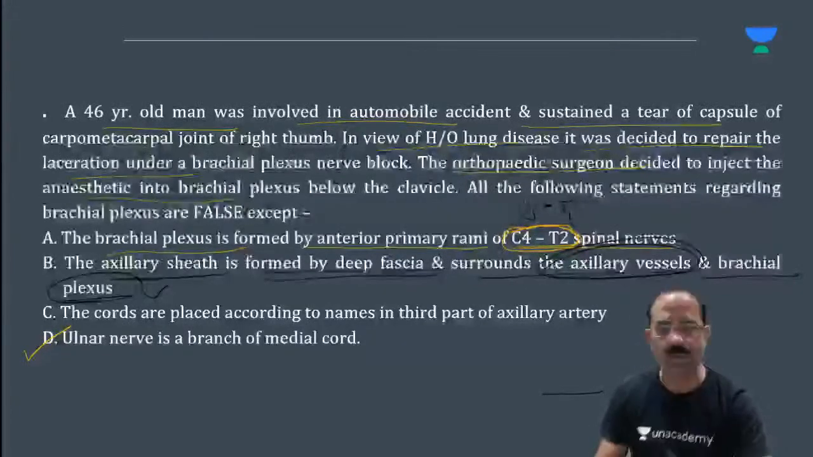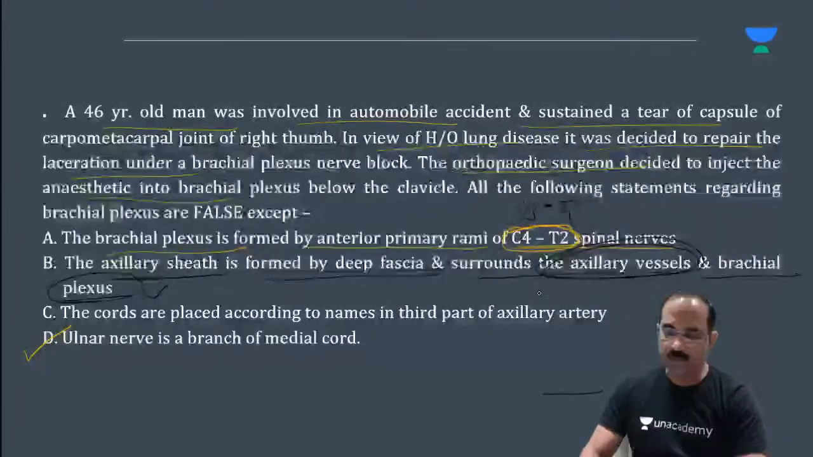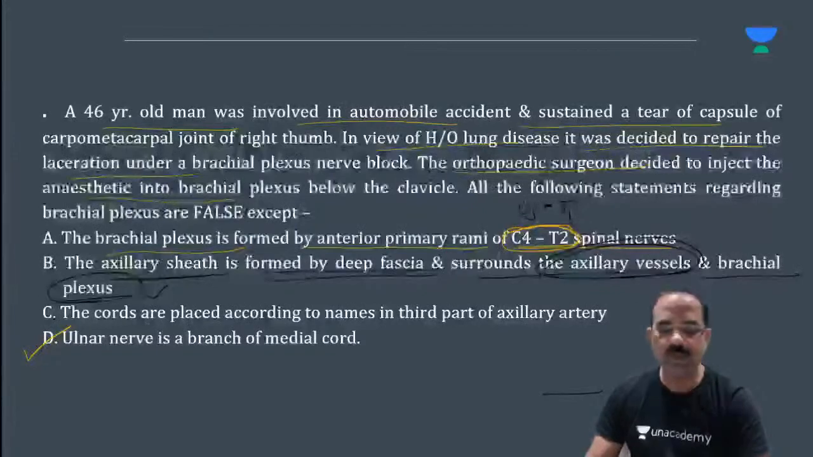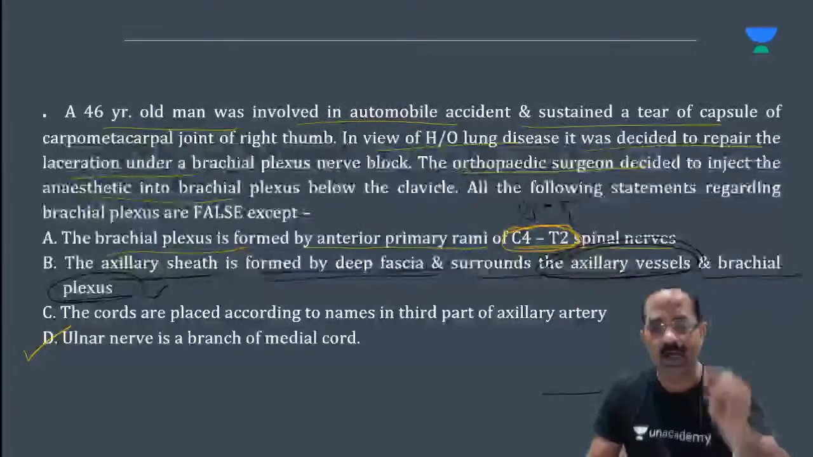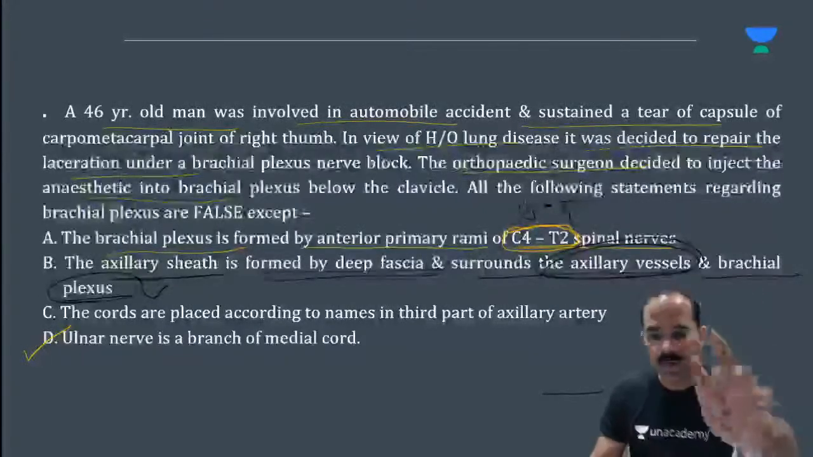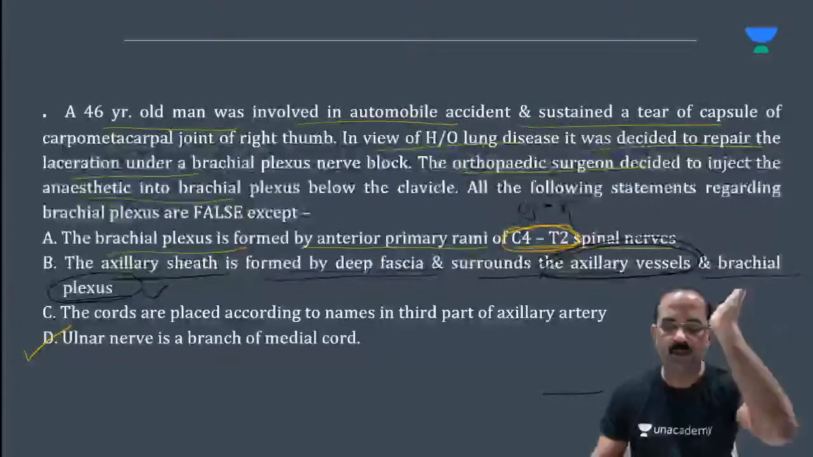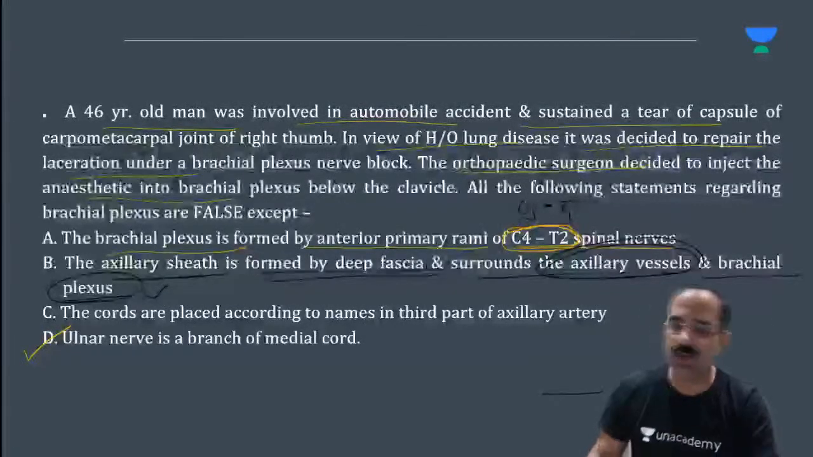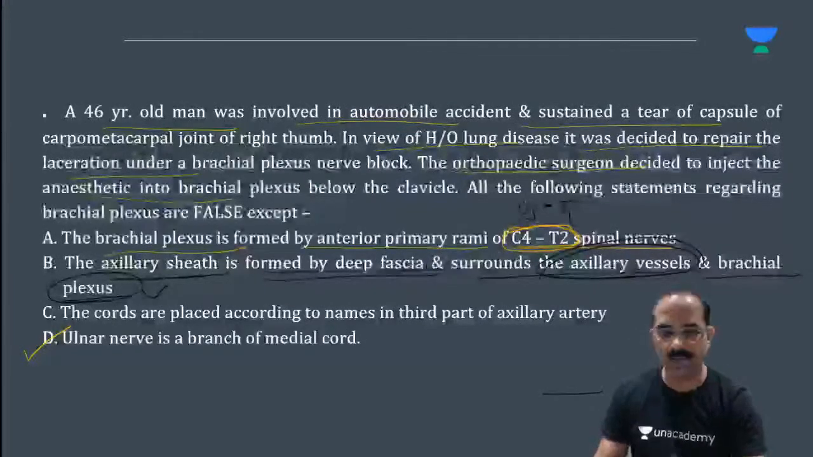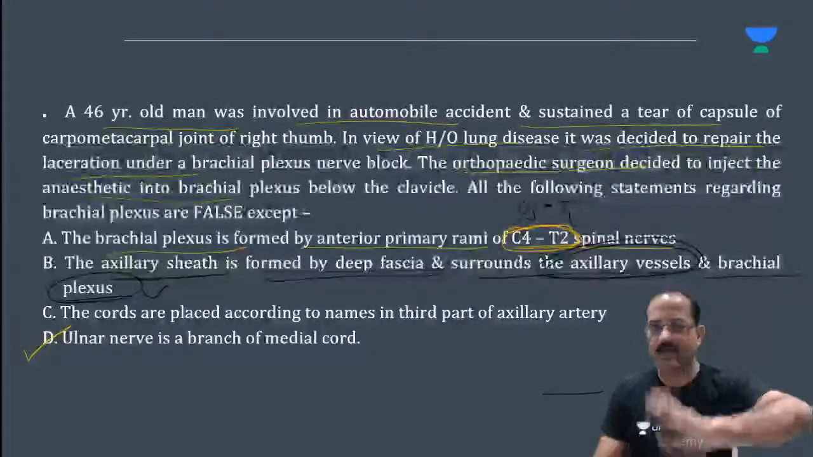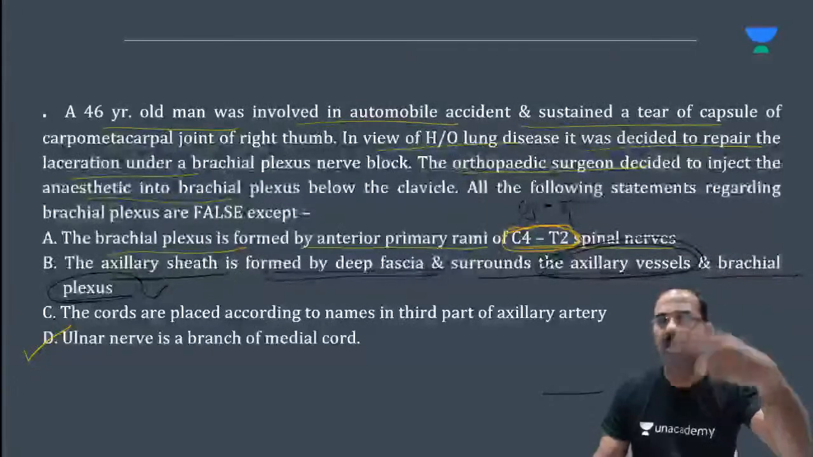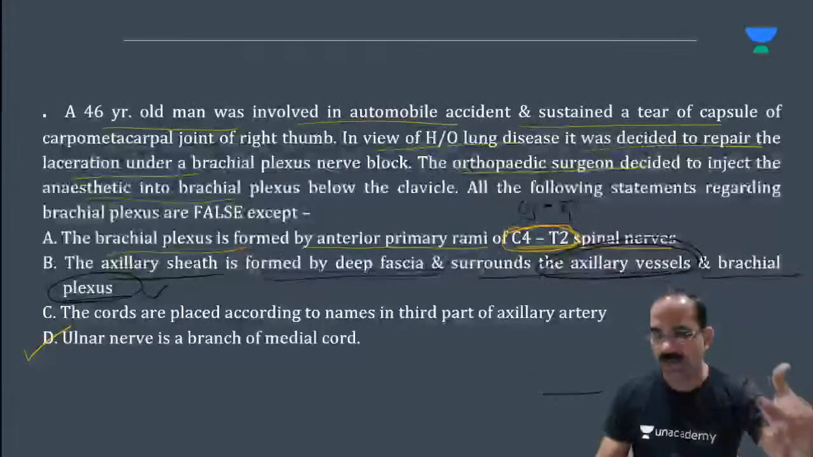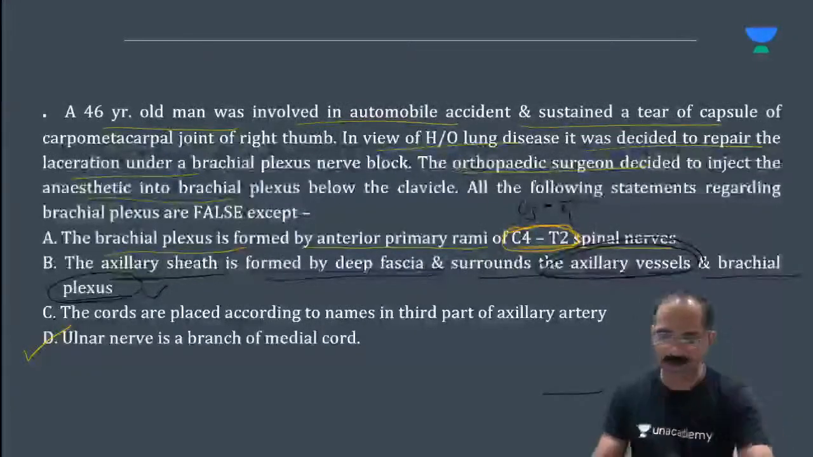No. The axillary sheath encloses the brachial plexus and only the axillary artery. Remember that. The vein is not a content of the axillary sheath. It's only the axillary artery. Clear to all of you? Be very clear about this. Axillary artery and the brachial plexus are present in the axillary sheath, which is derived from the prevertebral fascia.